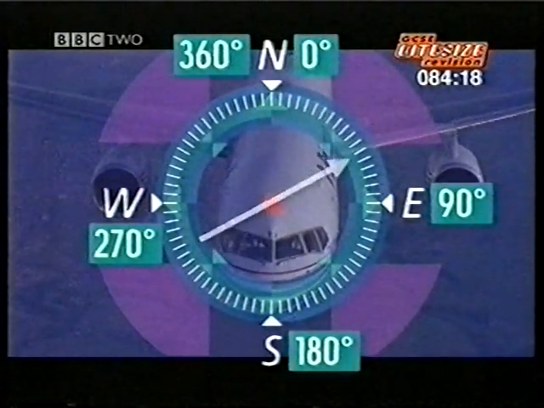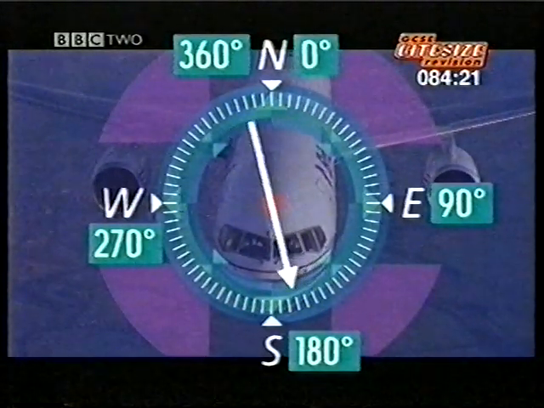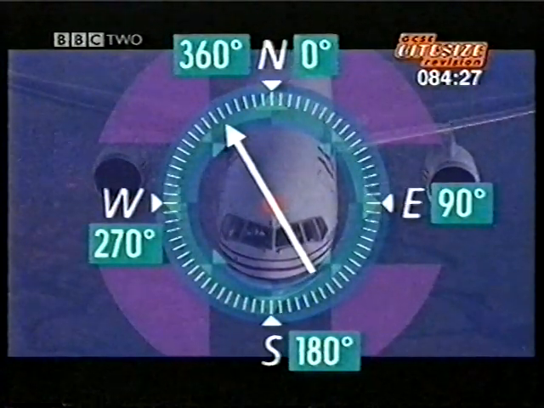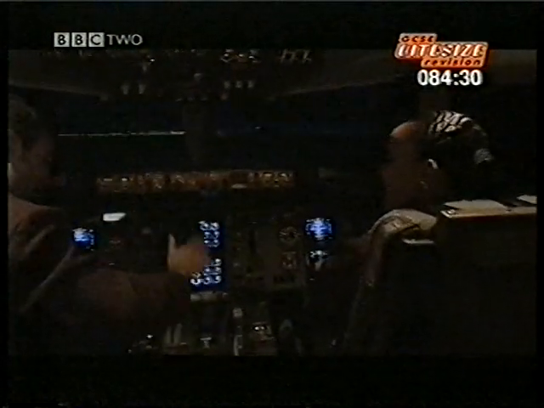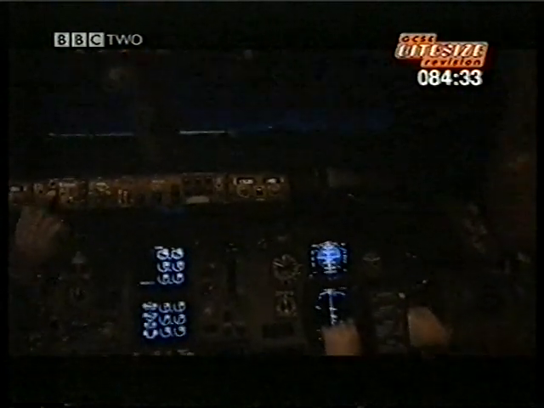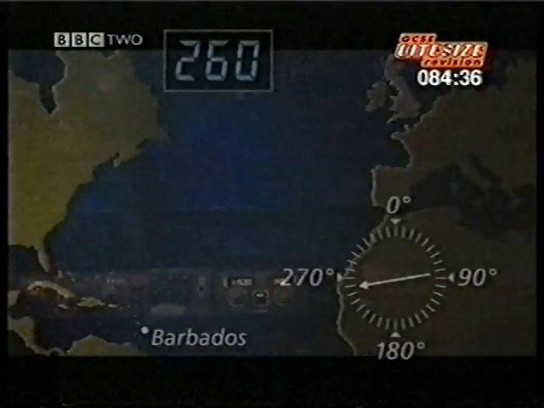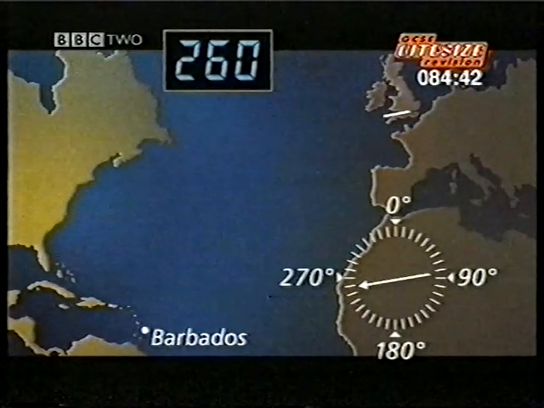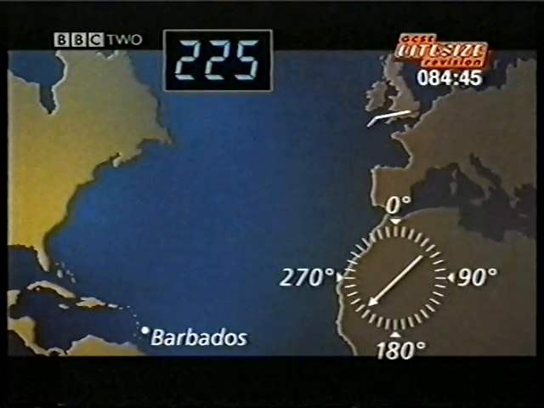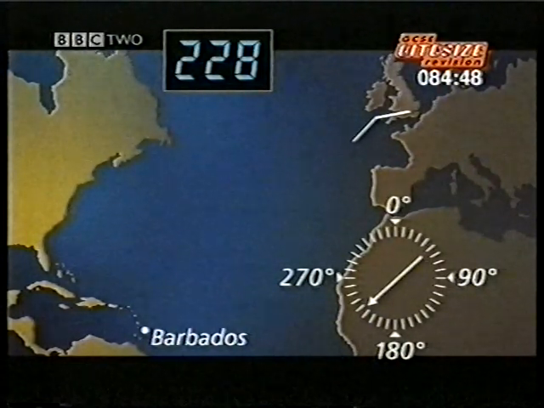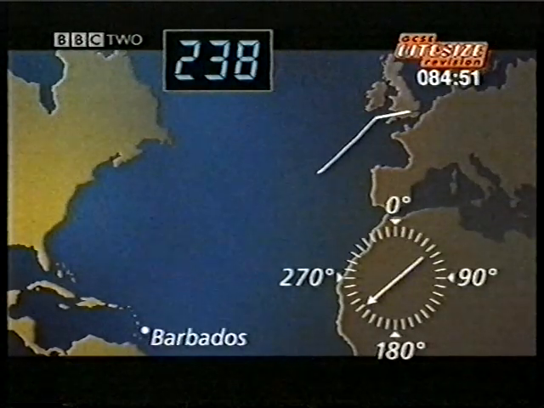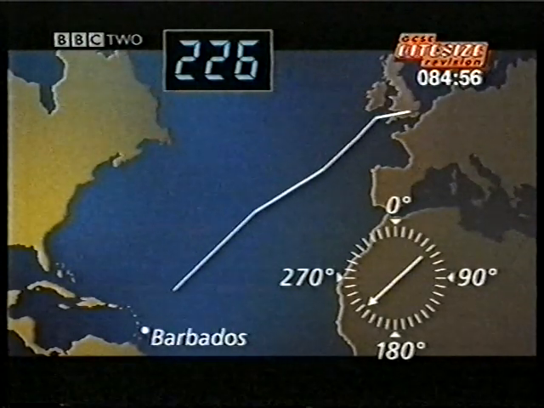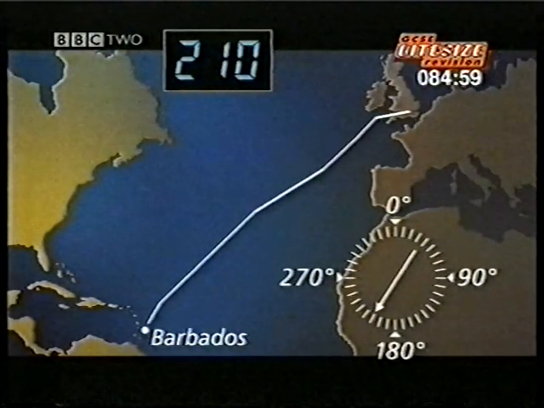So planes can fly on a bearing of, say, 148 degrees or 330 degrees, which is far more accurate than the compass points. Where should we go? Barbados? Why not? Good idea. Now then, let's see. We take off on runway 26 and stay on a heading of 260 degrees to Land's End. Then change heading to 225 degrees and head out across the Atlantic. We'll do the next leg on a heading of 228, change course to a heading of 238, another change to 226 degrees, and make our final approach to Barbados on 210 degrees.